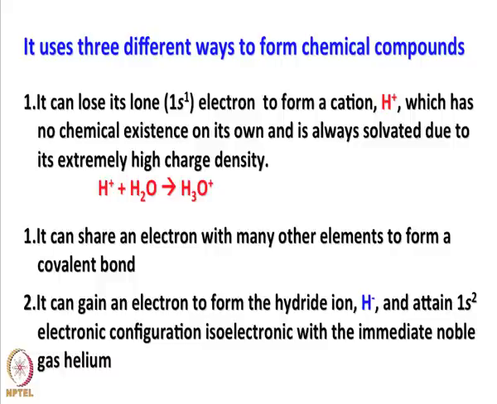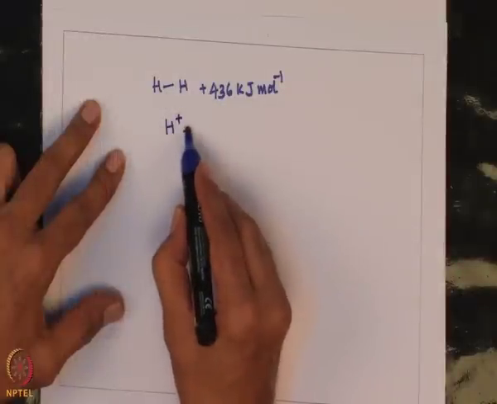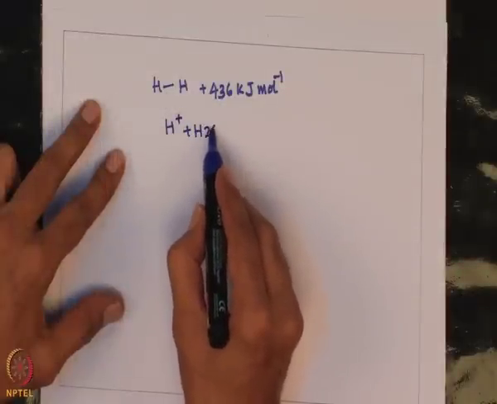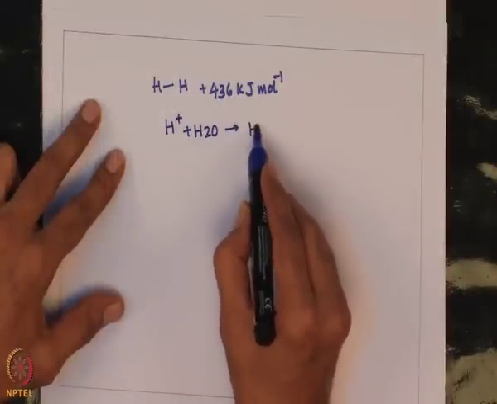It can lose that electron to form a cation, and then it can react. Once the electron is lost, it forms H plus, which has no chemical existence on its own. That means independent existence is not there for H plus. If H plus is there in the vicinity of a water molecule, it immediately forms H3O plus.